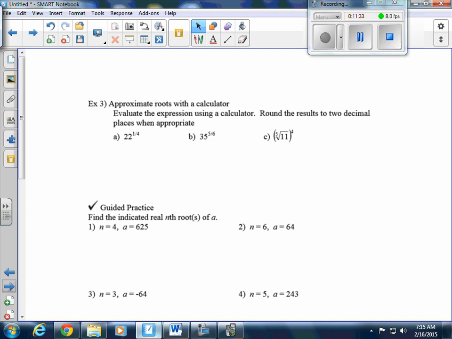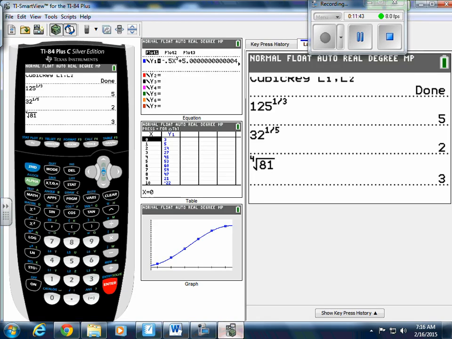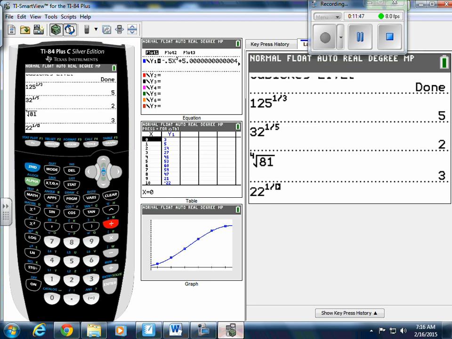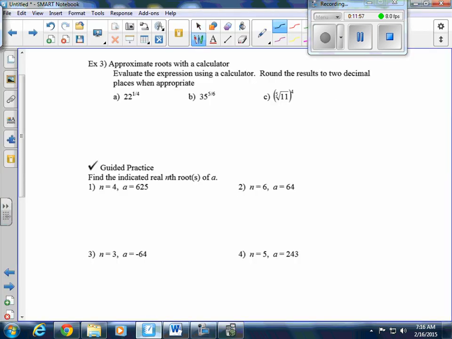It says evaluate the expression using a calculator, round the results to 2 decimals. So we're going to put 22 to the 1/4 in our calculator. We go 22 to the 1/4 power and hit enter, and it's going to be approximately 2.17. That is all we have to do here, because we're rounding to the nearest hundredth. Now, same thing, 35 to the 5/6.